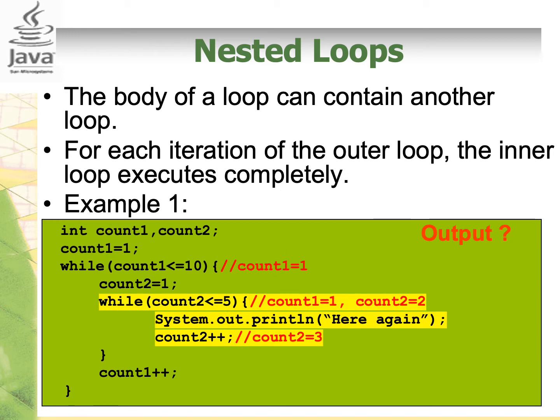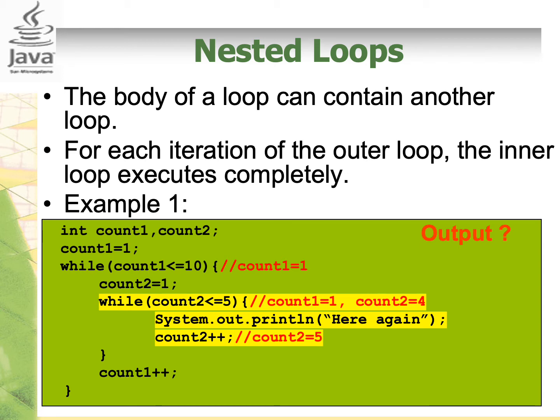Here we have the inner while loop. While count2 is less than or equal to 5, which is 1 less than or equal to 5 as true, it will execute all the statements within the inner while loop. It will display here again and increment count2 by 1, so count2 becomes 3. It checks the inner while loop condition, 3 is less than or equal to 5, so it displays here again and increments count2 by 1, so count2 becomes 4.